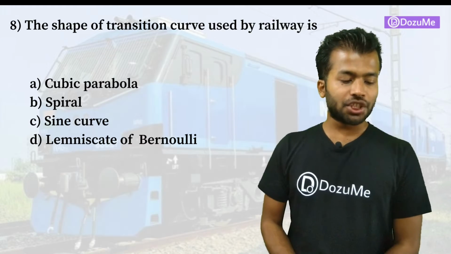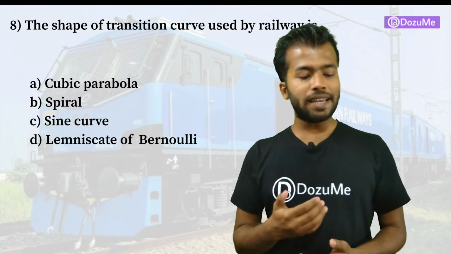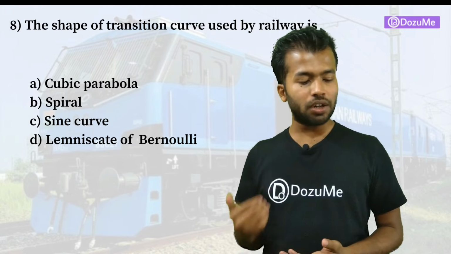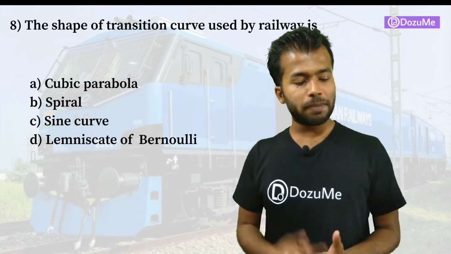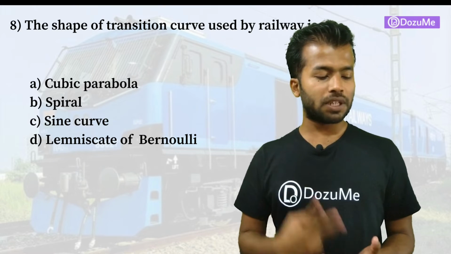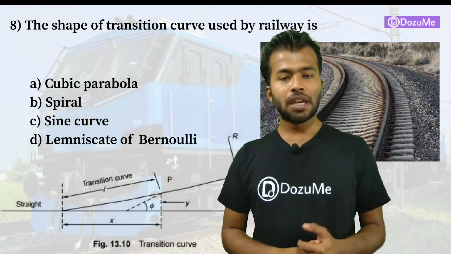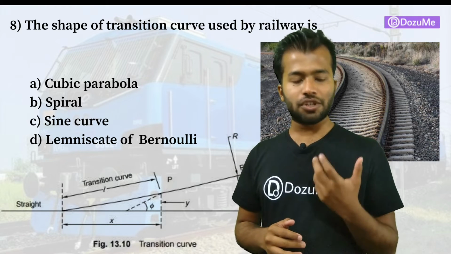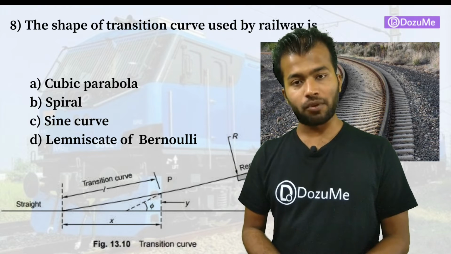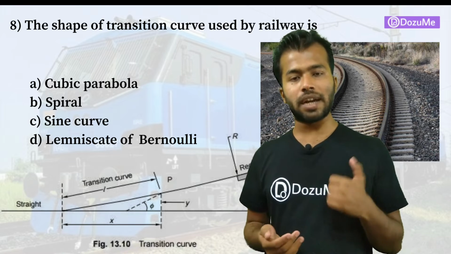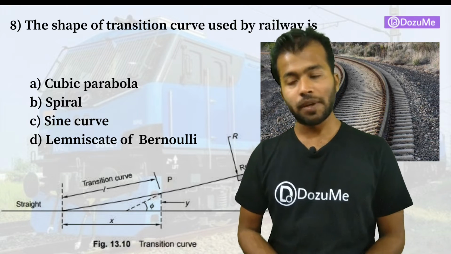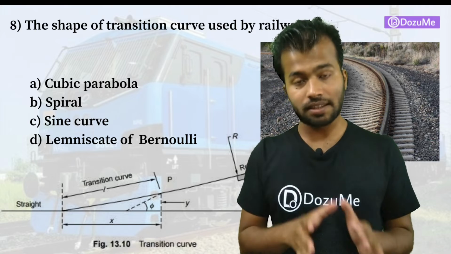Question number 8. The shape of transition curve used by option A cubic parabola, option B spiral, option C sine curve, option D lemniscate. Basically all over the world the maximum transition curve chosen is cubic parabola. For the African region, for the UK and USA region also we will go for the cubic parabola shape of transition curve. So what basically is a transition curve?